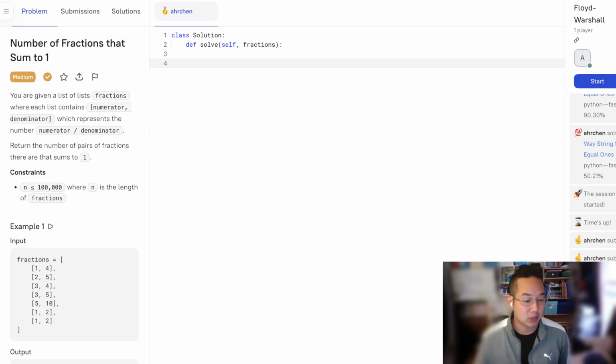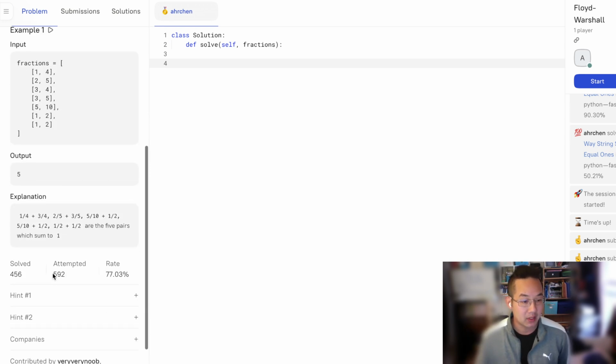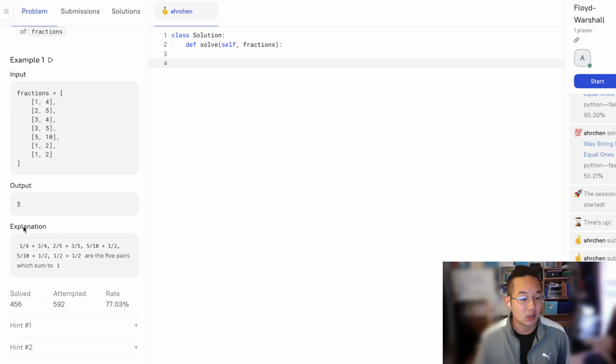So given this particular list of fractions, we could create an output of 5 because 1/4 and 3/4 is 1, 2/5 and 3/5 is 1, 5/10 and 1/2 is 1, 5/10 and another 1/2 is 1, and 1/2 and 1/2 is 1.